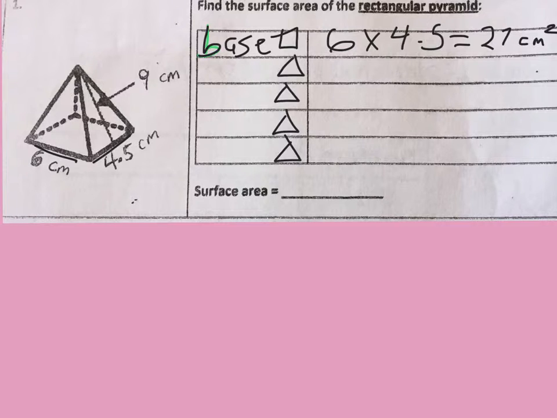All right, now we can look at the sides. The great thing about a rectangular pyramid is that if this side is 6, this side is 6. So the triangles opposite each other will be the same exact area because they have the same base and the same height. So this triangle will match this triangle, and this has a base of 4.5 and a height of 9. So these 2 triangles will match.